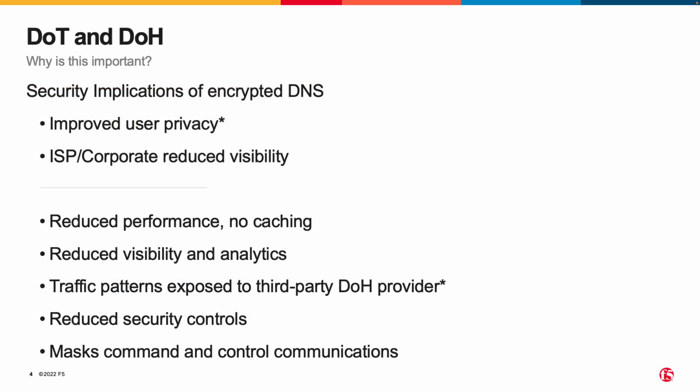So why is this important? Well, there are some security implications of encrypted DNS. There's the notion of improved user privacy, which I'll also address a little more later. It also leads to ISP or corporate reduced visibility. And partly because of that, you have reduced performance because you can't do your traditional caching of DNS requests, which leads to reduced visibility in analytics. If you can't recognize it as DNS, you don't know that it's occurring, you don't know how much it's occurring.